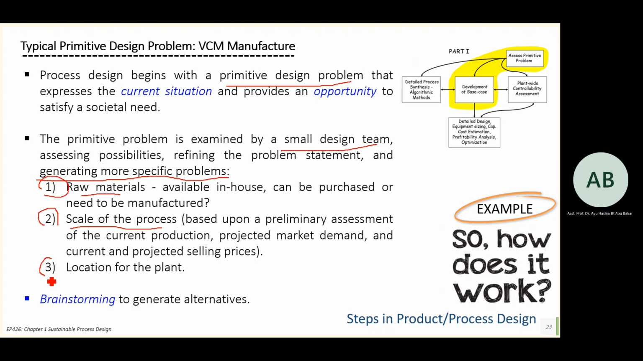Then the location of the plant. Should it be at the same location, or do you need a new location, or expand the current location? So those engineers will need to brainstorm to solve the issue.